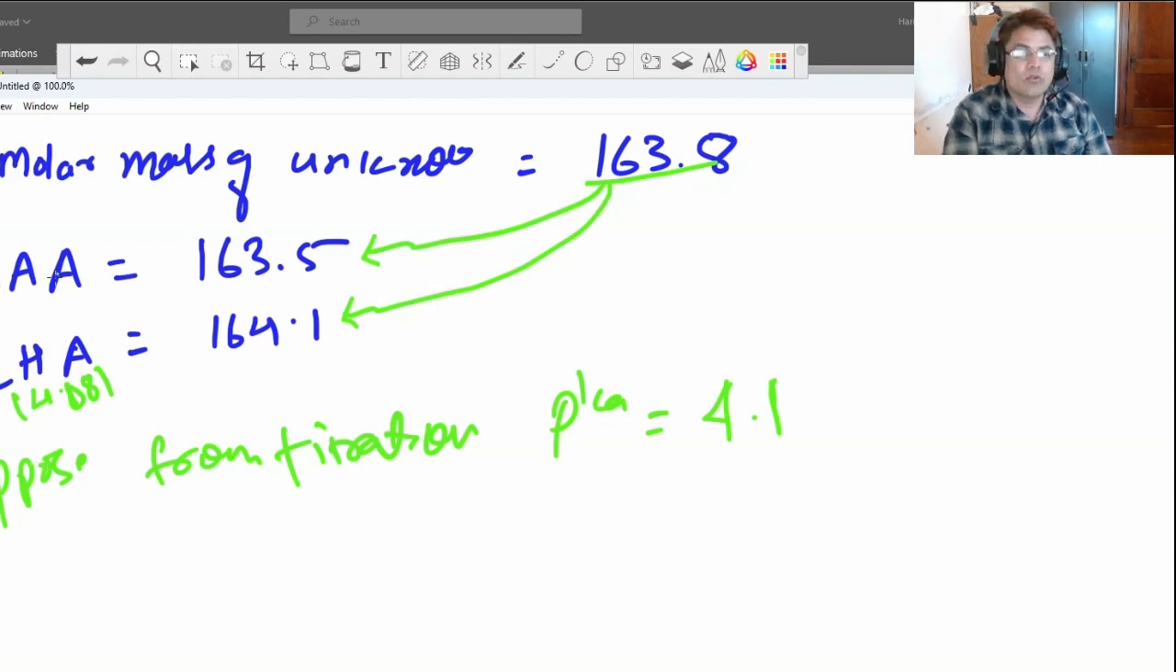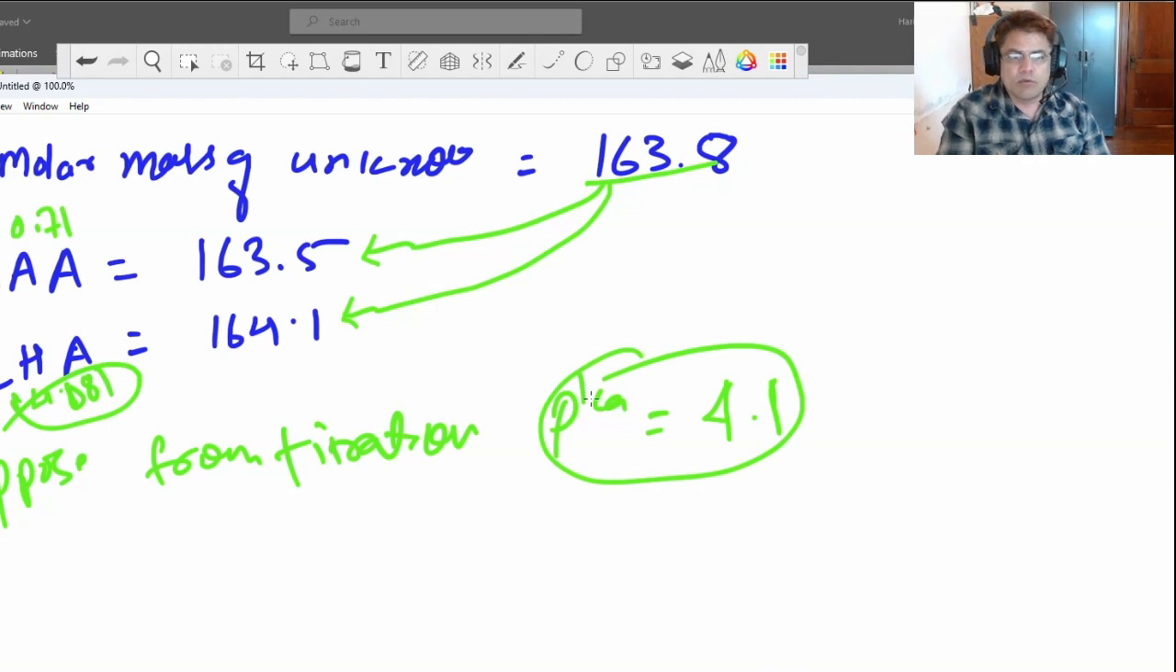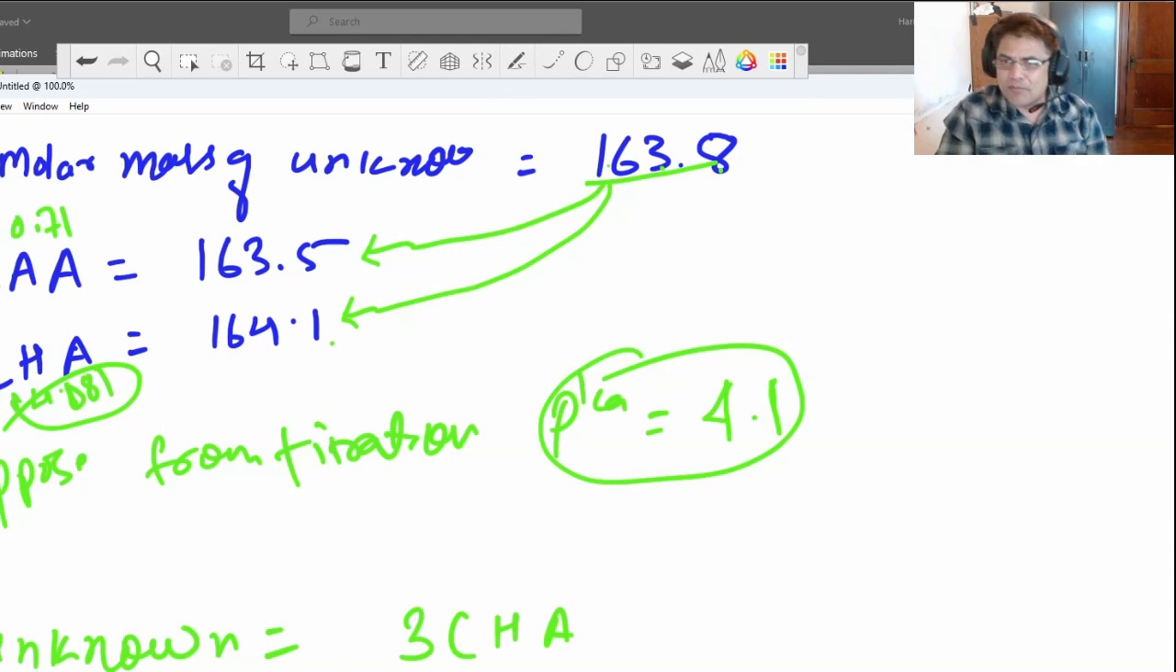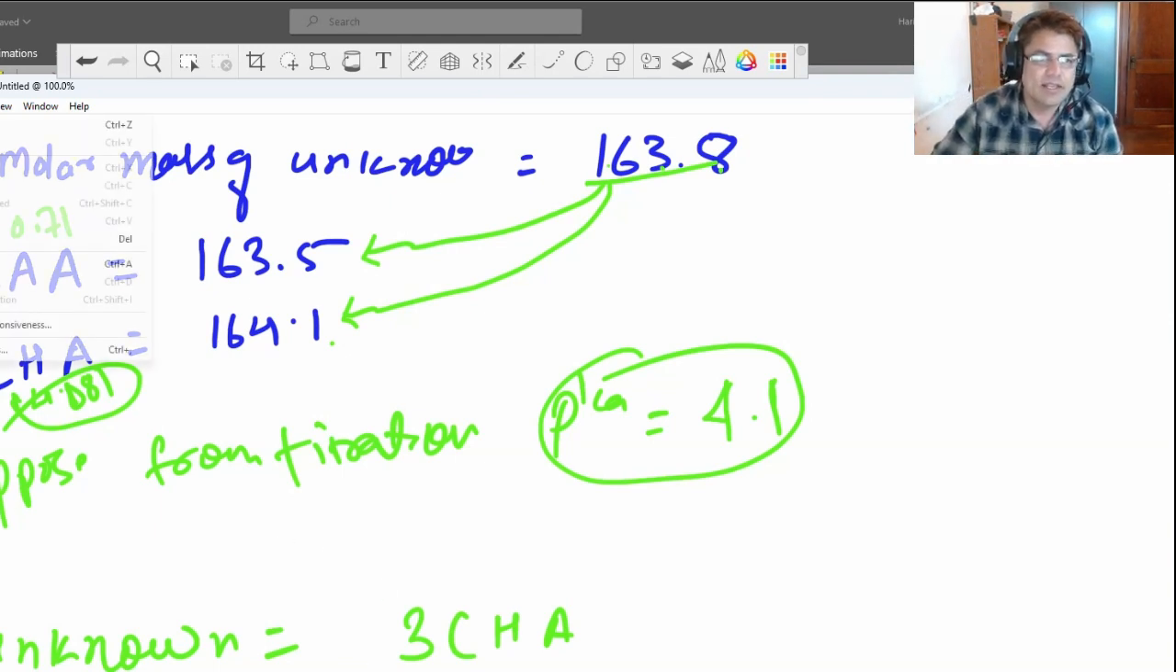And trichloroacetic acid has a pKa of 0.71. Look at that, the pKa is 4.1 and 4.08, which means they are the same. The mass is 163.8 and 164.1, both are close. That's why, what is the unknown? The unknown is 3-chloroheptanoic acid. That is your unknown in your blue drum. So this is actually the application of your titration.